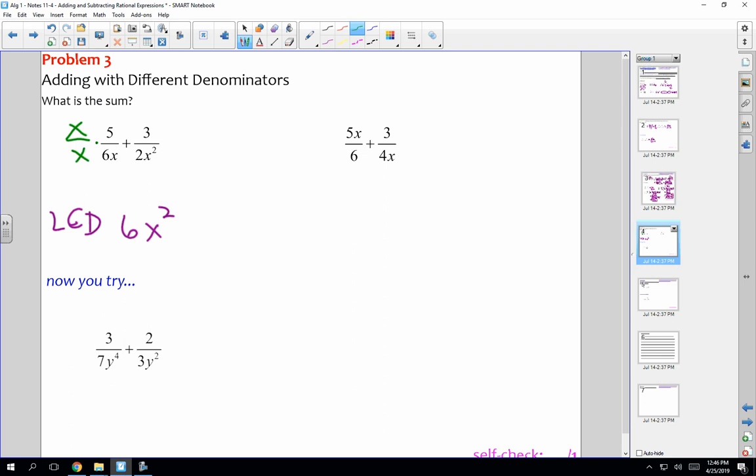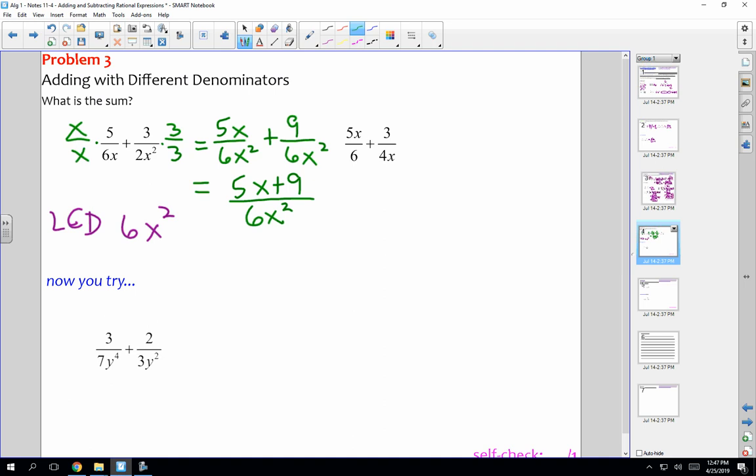All right, 2x squared, I really need that to equal 6x squared as well. I'm going to have to multiply top and bottom of that by 3 in order to accomplish that purpose. So my new set of fractions with a common denominator of 6x squared is 5x over 6x squared plus 9 over 6x squared. Finishing that off, 5x plus 9 are not like terms. I would just leave it in binomial form as 5x plus 9. Place that over the common denominator, 6x squared, and I'm done.